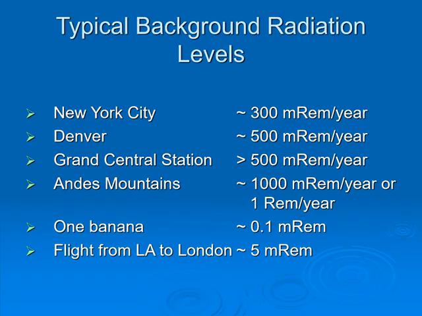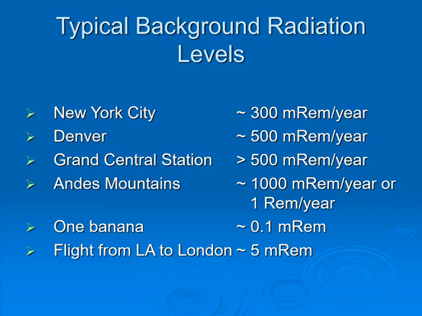Listed below are typical background radiation levels. If you lived in New York City, you would expect to receive approximately 300 millirem per year. If you lived in Denver, Colorado, approximately 500 millirem per year. If you lived in Grand Central Station, you'd get over 500 millirem per year. This is due to the radiation found in the building products. The higher up you go in altitude, the more radiation you expect to receive. In the Andes Mountains, you'd expect to receive 1000 millirem per year, or 1 rem.